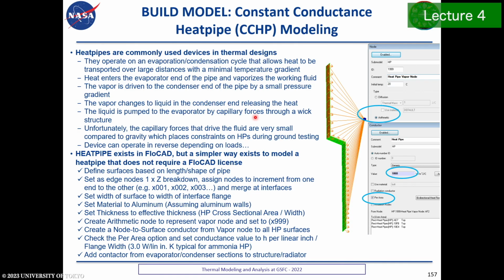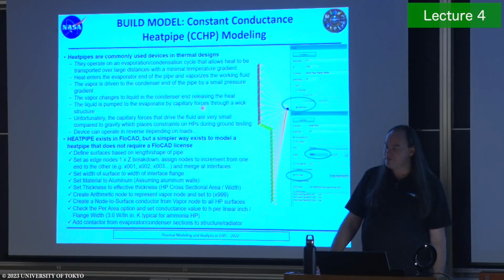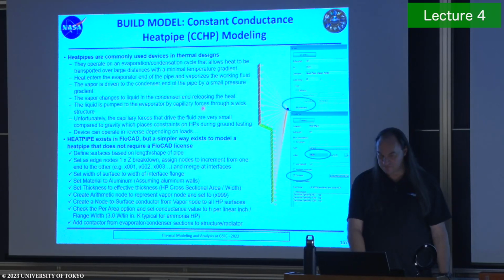You just have to remember to do the per area so that it scales the conductance value times the area of each subpart that it makes. Again, when you take the width into account, it now becomes a watt per linear inch for each segment of the heat pipe. And then the flange here would have a thickness that's appropriate to what the extrusion cross-sectional area gives you in the material. So that's the way I would deal with heat pipes, and it seems to be good enough for most purposes.